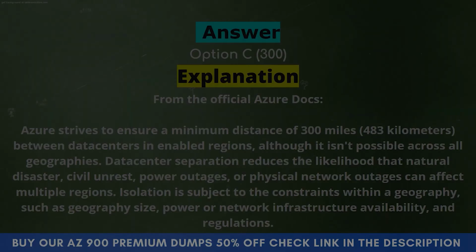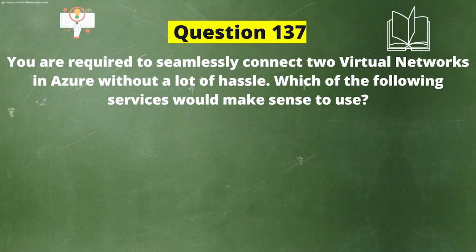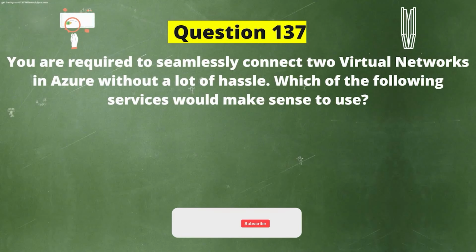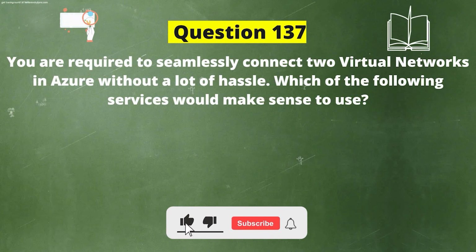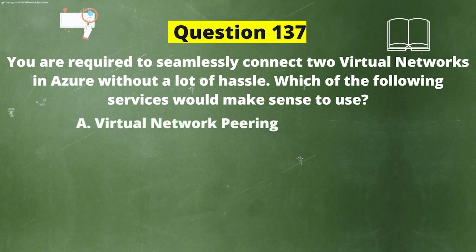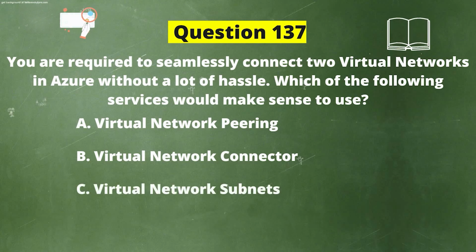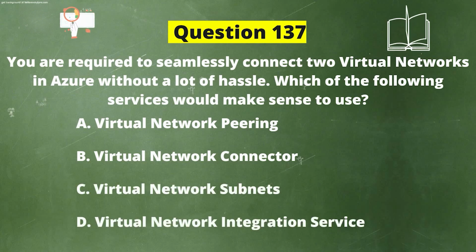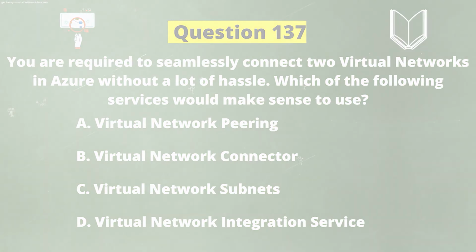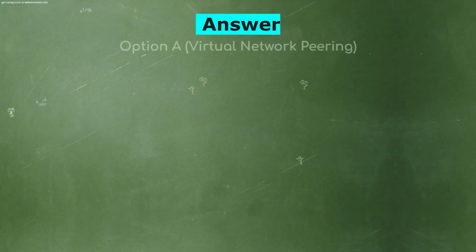Next question. You are required to seamlessly connect two virtual networks in Azure without a lot of hassle. Which of the following services would make sense to use? Option A, Virtual Network Peering. Option B, Virtual Network Connector. Option C, Virtual Network Subnets. Option D, Virtual Network Integration Service. And the correct answer is option A, Virtual Network Peering.